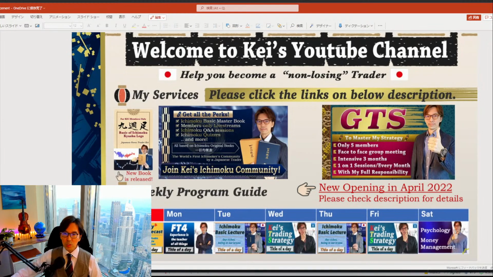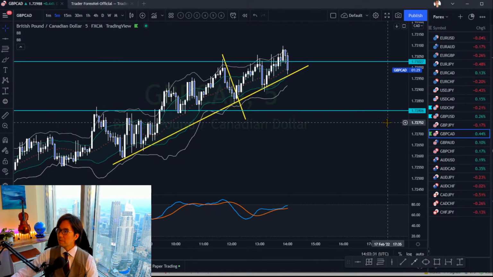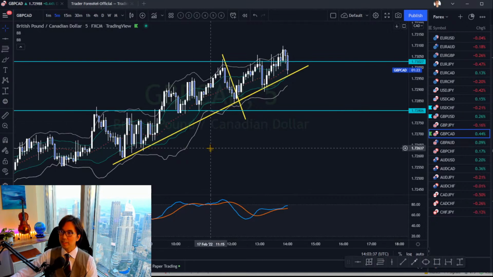So let me switch to TradingView now. And this is my entry. My entry was at the 1.73027 level, and my stop loss is placed at 1.72806. This is the 5-minute chart.